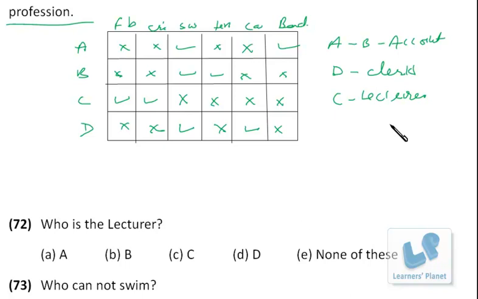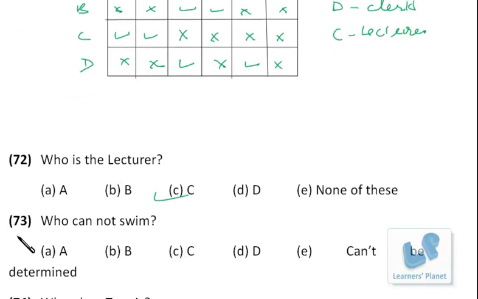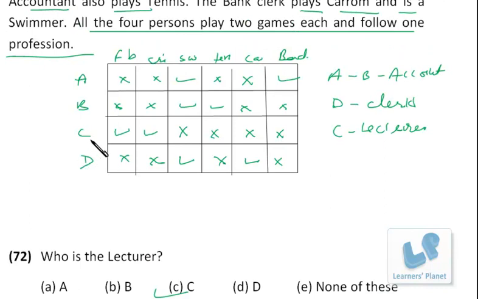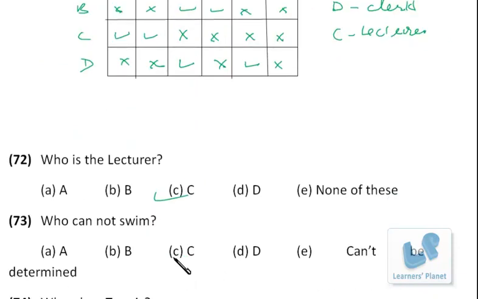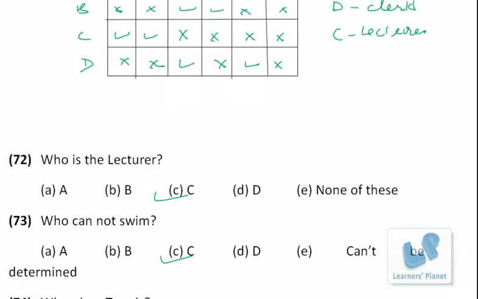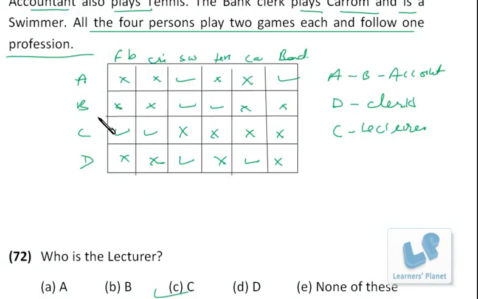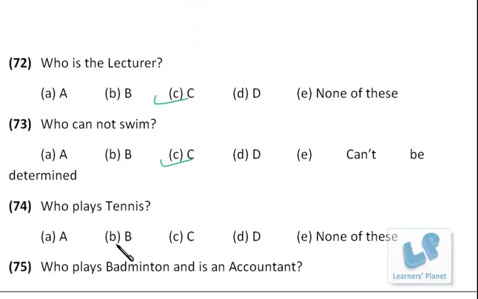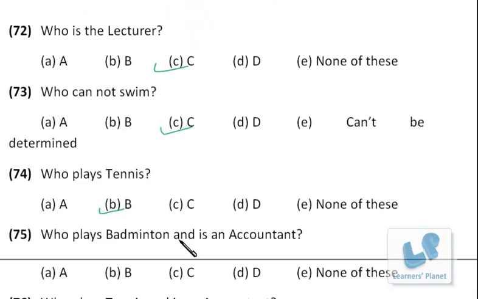Now the first question is, who is the lecturer? That is C. So it's clear. The next is, who cannot swim? Now just we see the negative of the cross in swimming is before C. So C cannot swim, right? Next is, who plays tennis? Now tennis is played by B, right? So tennis is played by B.